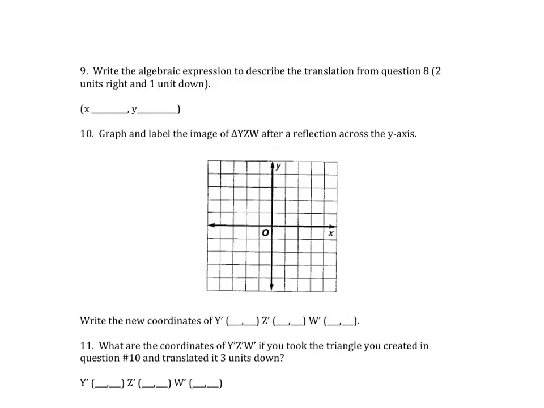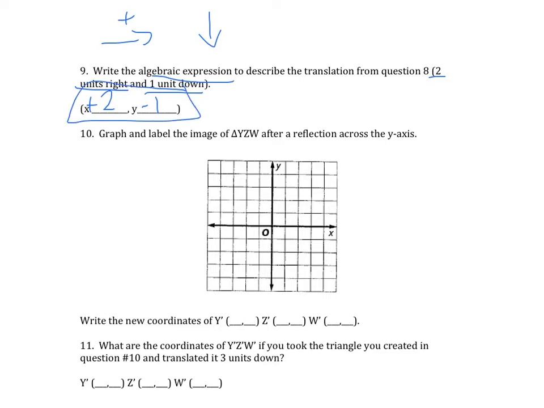This next one is still talking about number 8, which basically says write the algebraic expression. Well, I just did that on the page before because we said it was 2 units right and 1 unit down. So if we go to the right, that's adding 2. And then 1 unit down, that's subtracting 1. So it would be x plus 2, y minus 1.